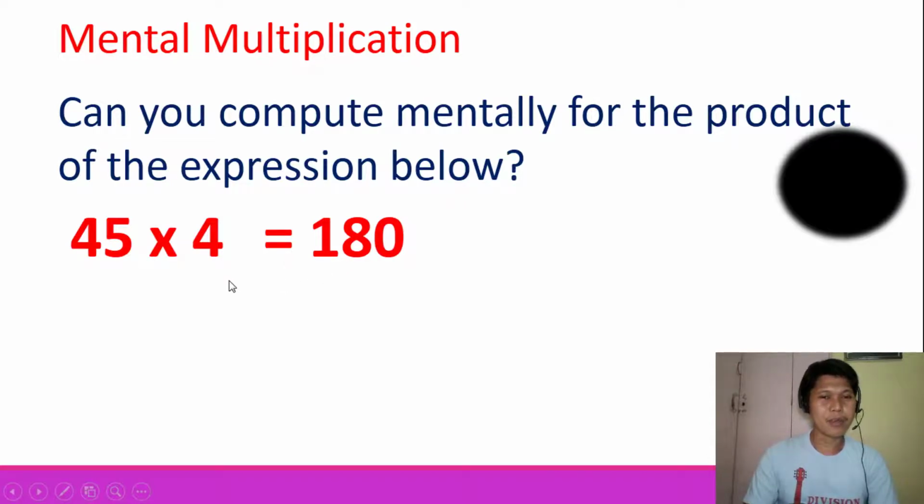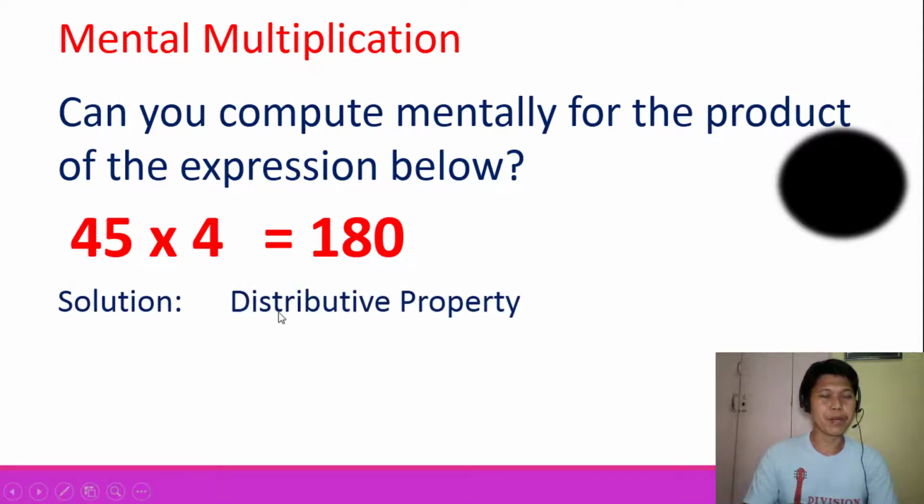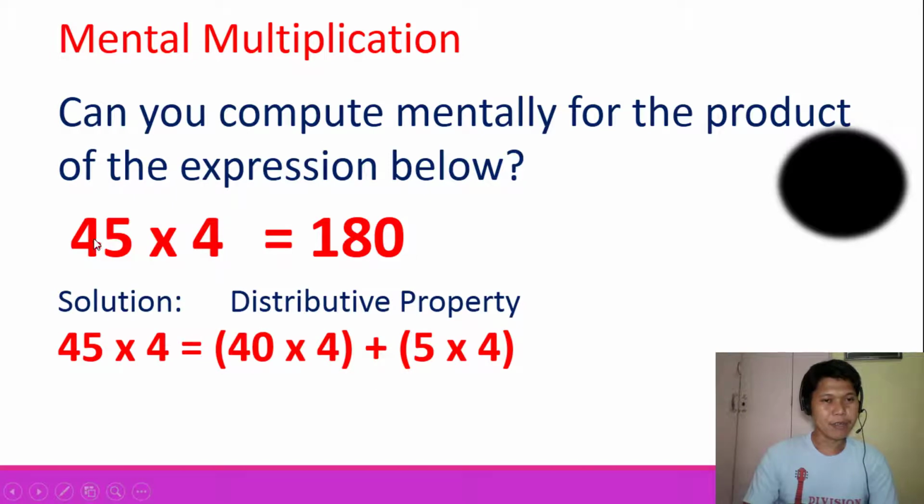So how are we going to do it? We can apply the distributive property. So how are we going to apply this property? We have 45 times 4 is equal to, just distribute, 40 times 4. So 40 is the value of this digit. Digit 4 has the value of 40, and then this is 5. So just distribute the values of this to the multiplier. So this is the multiplicand, we call it the multiplicand, and this is the multiplier.